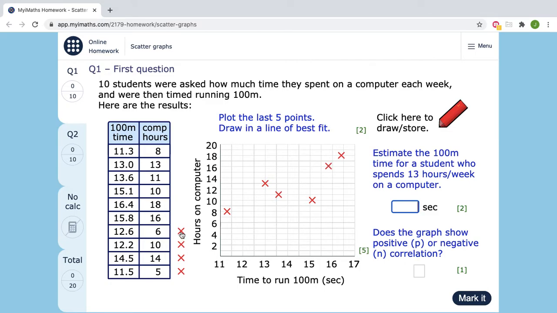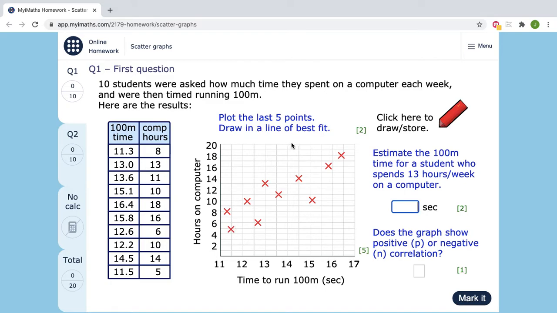Next one, 12.6 and 6. Yep. 12.2 and 10. So 12.2 is about there, and then 10 up. 10 up is there, isn't it? Yeah. 14.5, 14. So 14.5 is right on the line, and then 14 up is there. And 11.5 and 5. So 11.5 is there, and then up by 5.